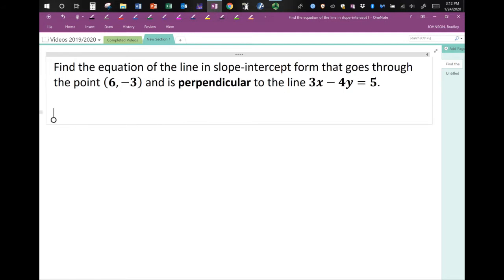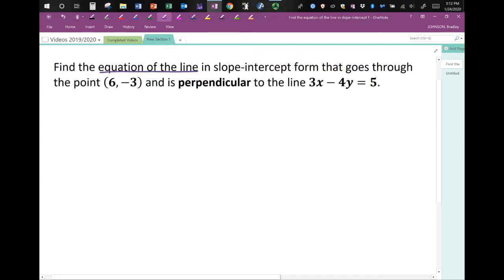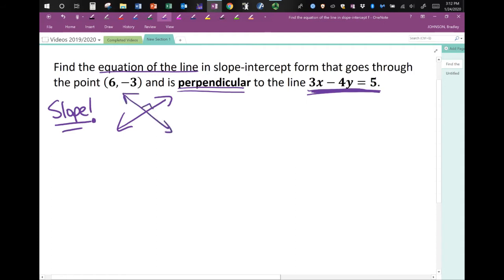First things first, whenever we're making an equation of the line, we need to first find the slope. We need to figure out what the slope is. Now, the slope will be coming from this line that's given, but our slope needs to be perpendicular. To be perpendicular, it needs to be a 90-degree angle where it intersects. So the slope of one of the lines has to be the negative reciprocal of the other slope. So just keep in mind, negative reciprocal.